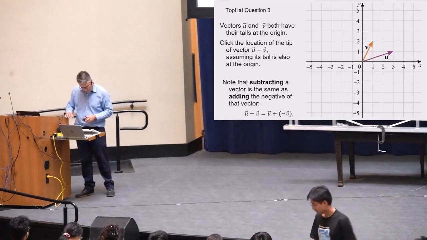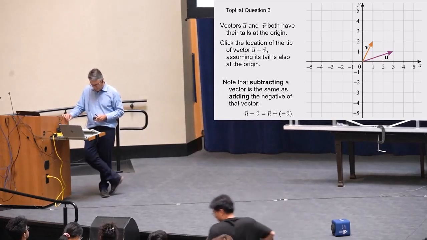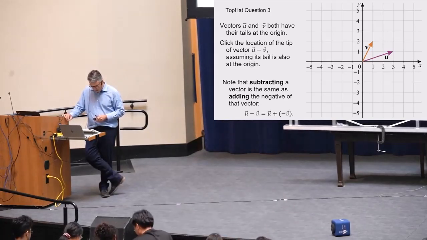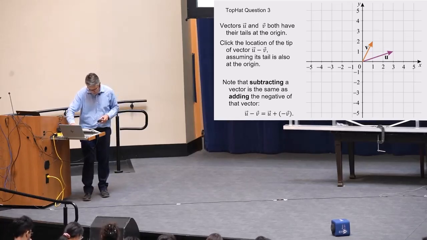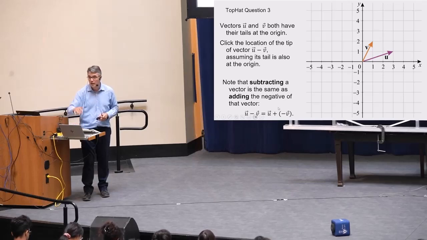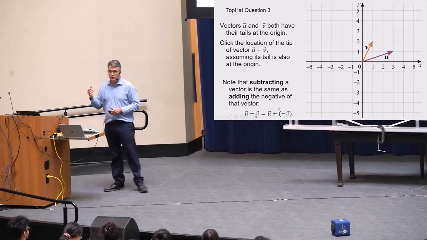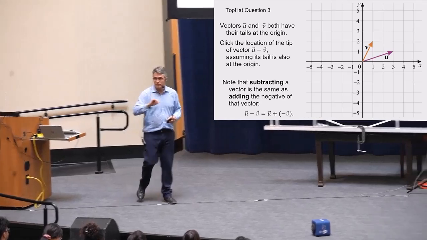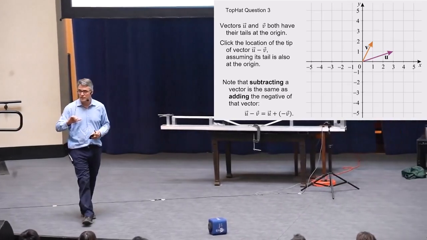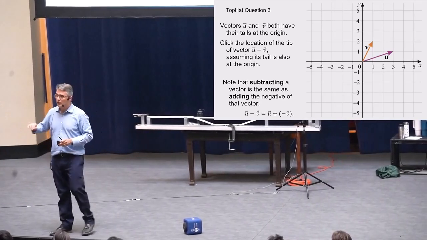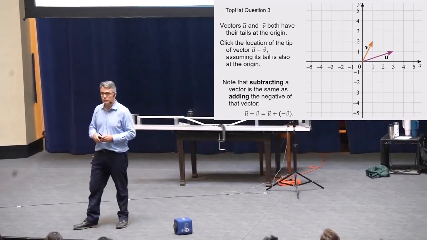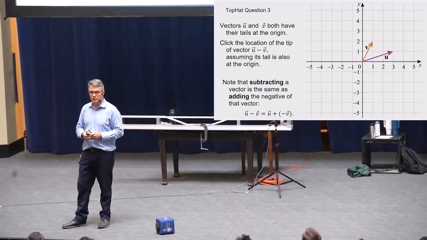You've got these 2 new vectors, v and u, and I want you to subtract them, u minus v. And note that subtracting a vector is the same as adding the negative of that vector. So u minus v can also be written u plus negative v. So your steps here would be, first flip the v vector to find where negative v is, and then add it to u, and then try to click your location of your difference. This is a vector difference.